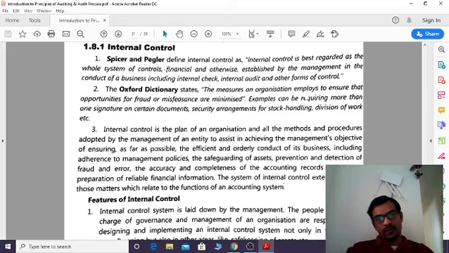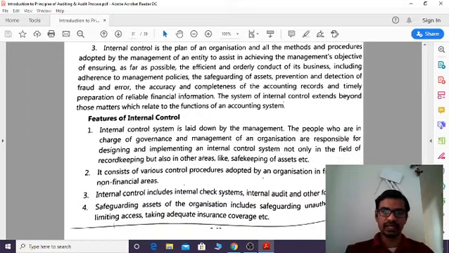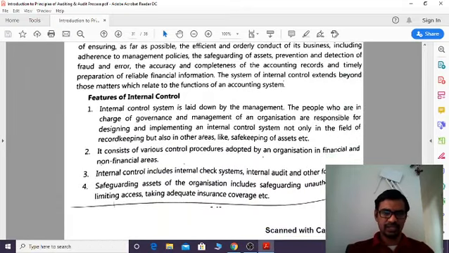Whenever any kind of function is performed by the management, there are certain objectives, and management performs all the functions to achieve such objectives. Therefore, for the achievement of such objectives, the plan and process that is implemented by the management is called the internal control system. And then there are several features of that.